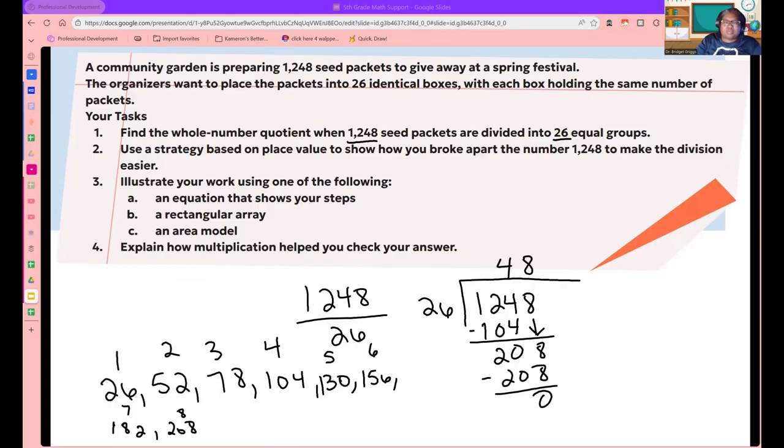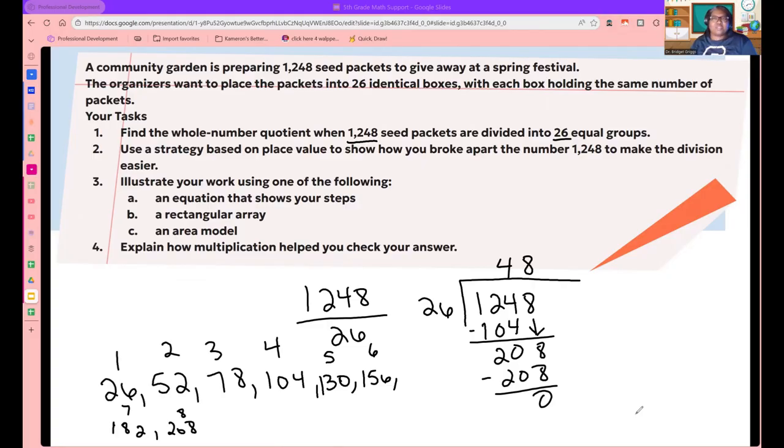All right, so we have our equation, 1,248 divided by 26, and we've done our long division, and one of our strategies that we have chosen was to do repeat addition. So it's not one of these. However, the rectangular array and area model would also follow suit, where you would do some repeat addition. But we did show our equation, and we showed our steps on how we solved this problem and how we decided to break it apart.